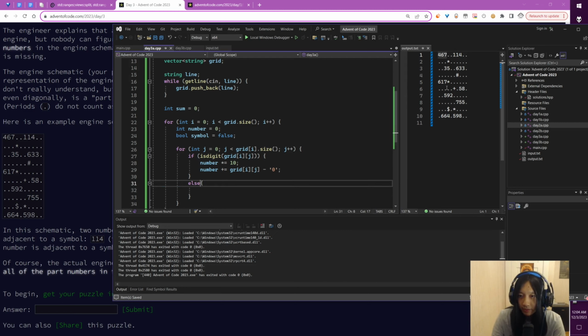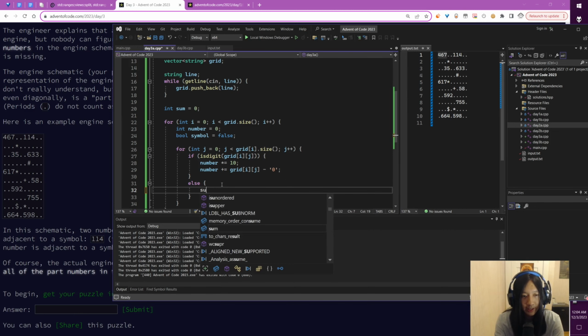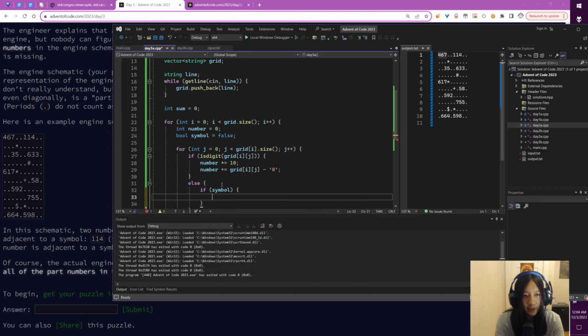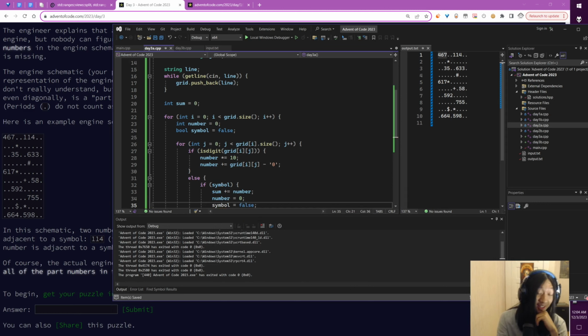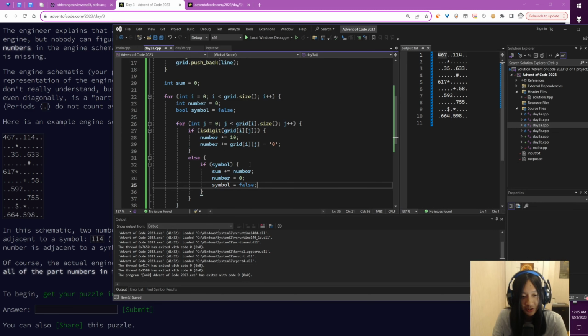So if we don't have a digit, we must stop. Okay. That means if we have a symbol, then we can add the number to our sum. Then we can reset our number to 0, and reset our symbol counter to false.